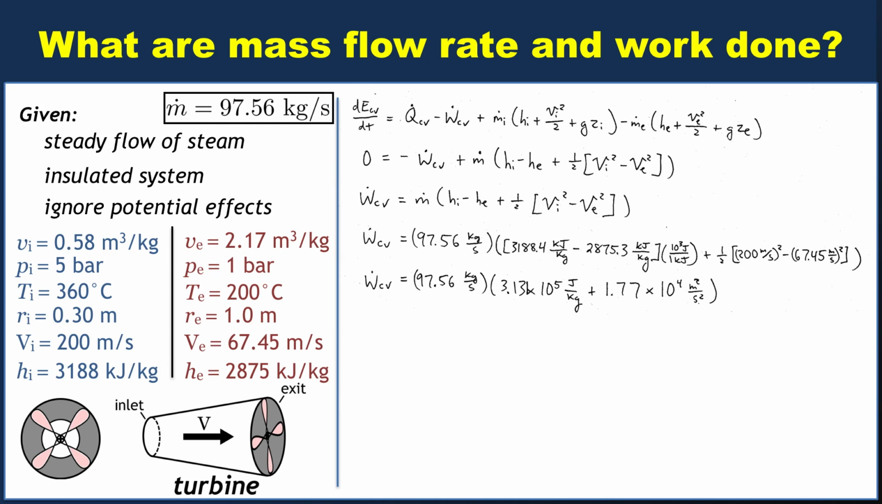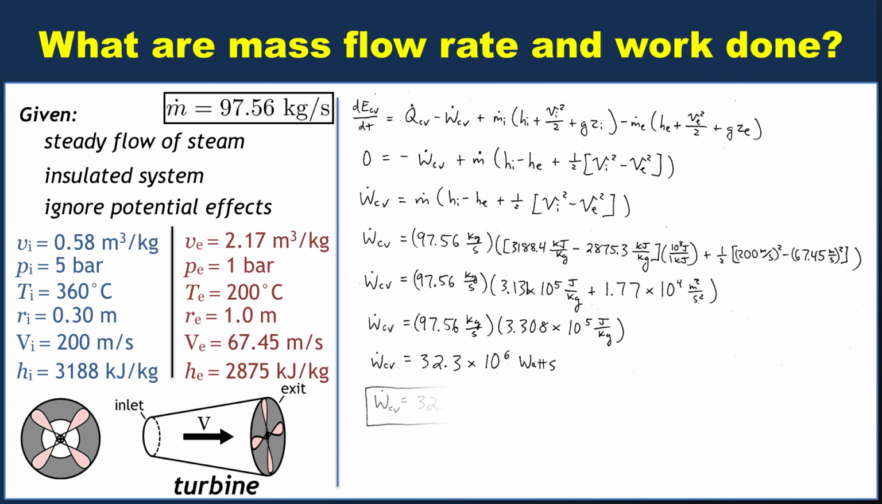And sure enough, if we put all this together, we get m dot times the number 3.3 times 10 to the 5th joules per kilogram. You can see that our units are going to work out to be joules per second, which is just a watt. So we have W dot equals 32 times 10 to the 6th watts. I wrote out watts just so we didn't have another W floating around. But if it's 10 to the 6th, we can make that into a megawatt. So W dot CV is 32.3 megawatts.